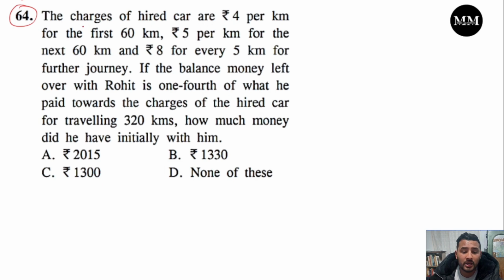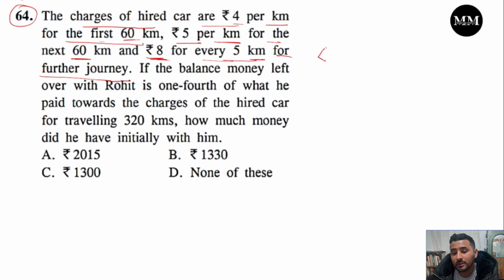So let's go. The charges of hired car are rupees 4 per kilometer for the first 60 kilometers. Okay. So rupees 4 is being charged per kilometer, and how much are they traveling? It is, for the first 60 kilometers, rupees 4, and then rupees 5 per kilometer for the next 60 kilometers, and rupees 8 for every 5 kilometers for further journey. So we have to know how much they have traveled.